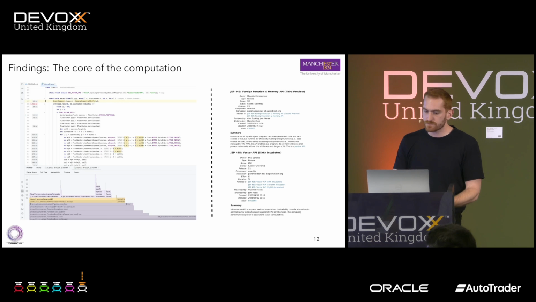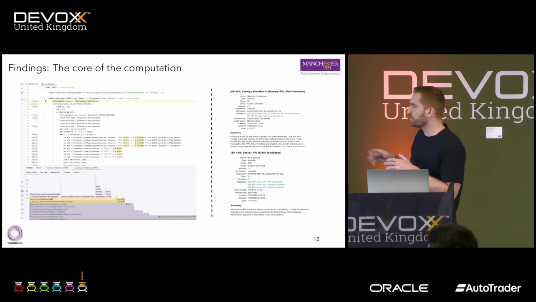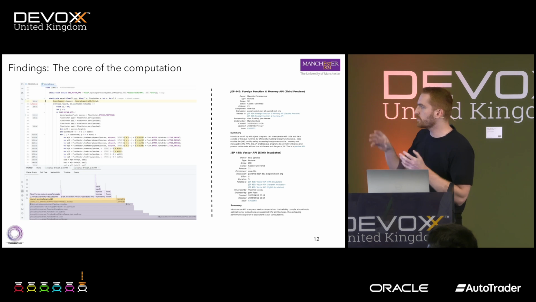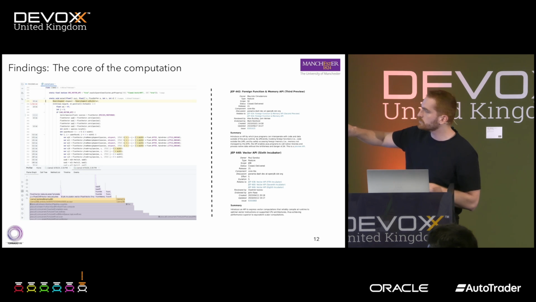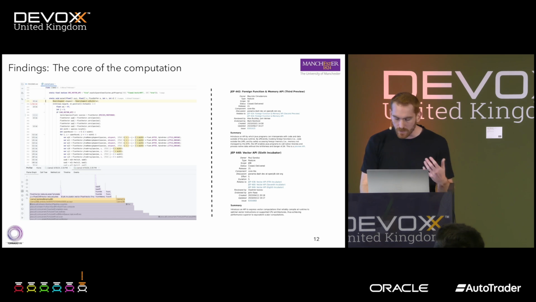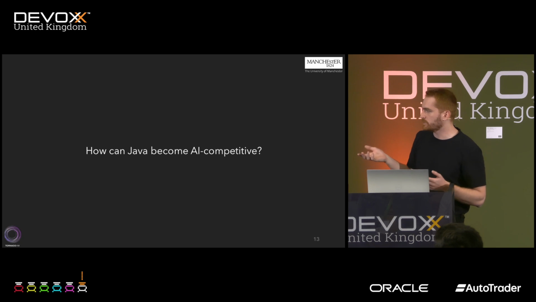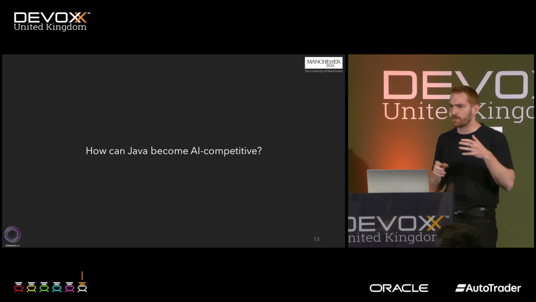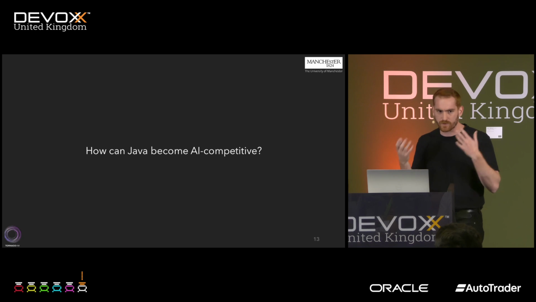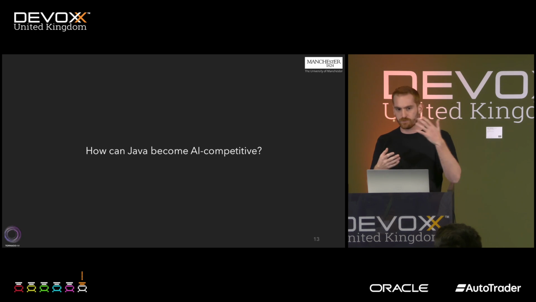So based on this, again, this pretty much sums up what I already told you: this is where most of the time of the application is spent, and we managed to achieve 90% parity because of the FFM, Project Panama, and the Vector API. But going from this, we come to another question: how can Java become AI competitive and start building our own tools and libraries, reducing the dependency on native AI frameworks?